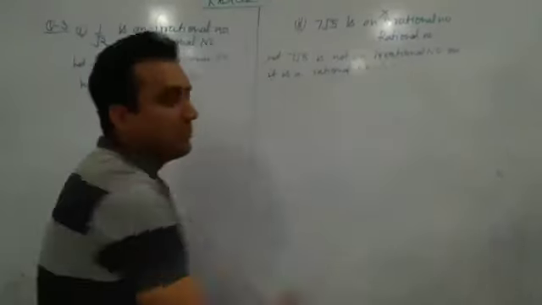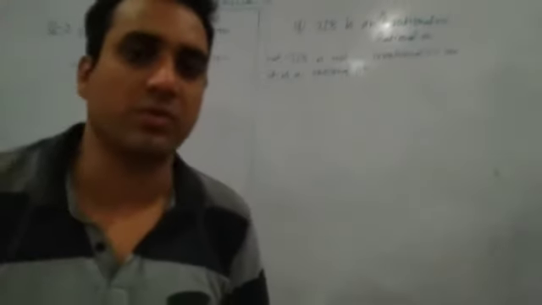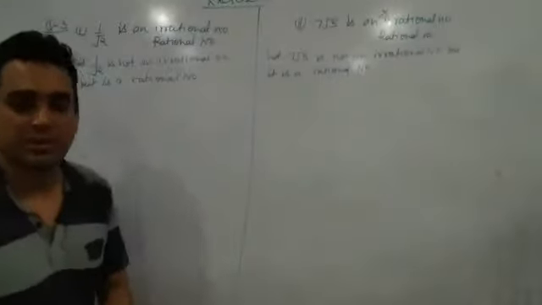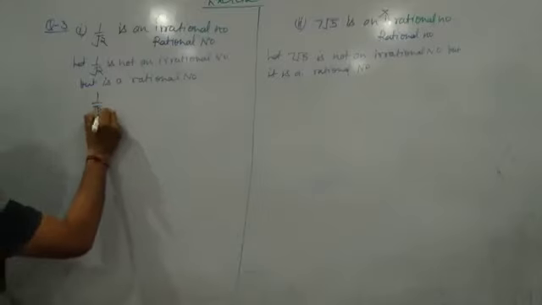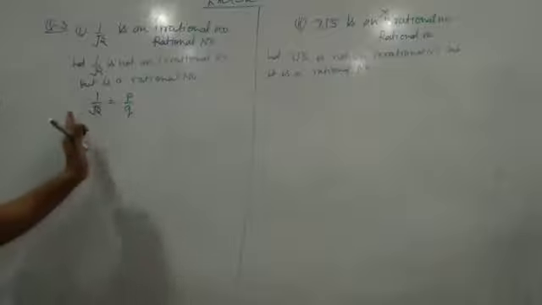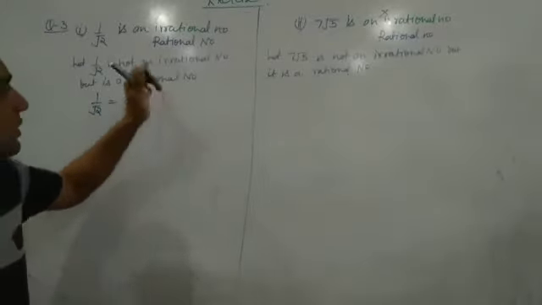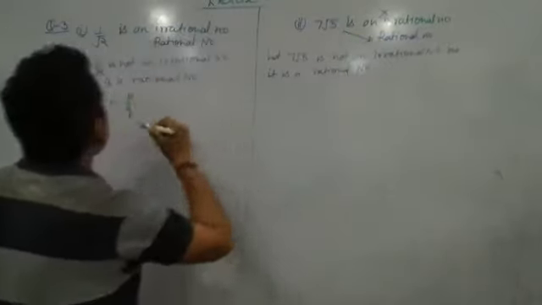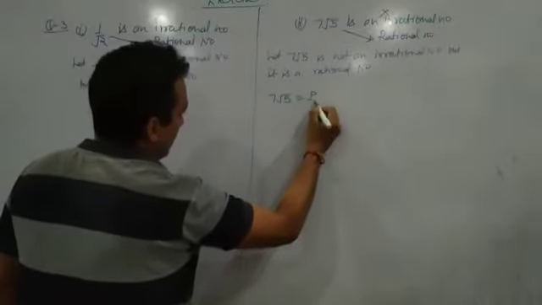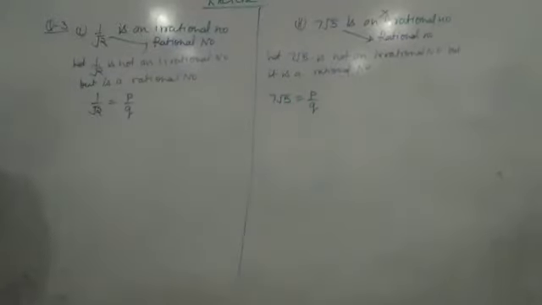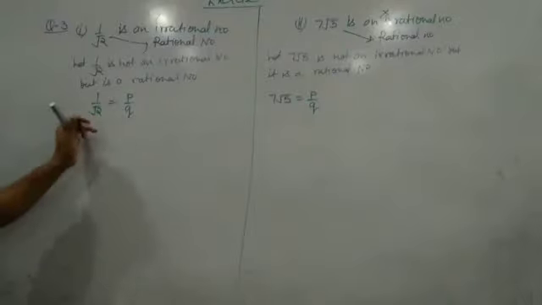And every rational number can be written in the form of P upon Q. We know that every rational number can be written in the form of P upon Q. So, if 1 upon under root 2 is a rational number, it can be written as 1 upon under root 2 equals P upon Q. Right? Getting my point? And if 7 upon under root 5 is a rational number, then 7 upon under root 5 should also be equal to P upon Q.